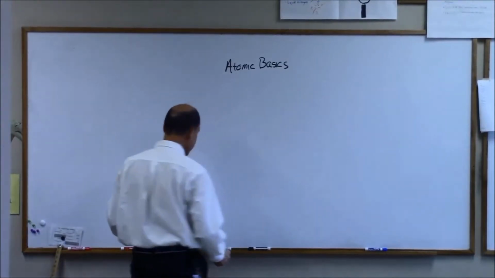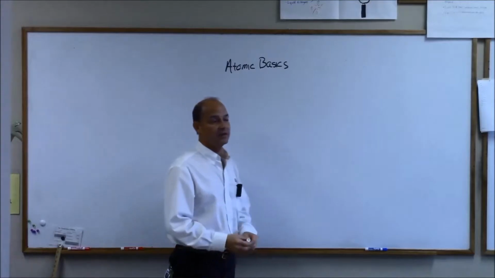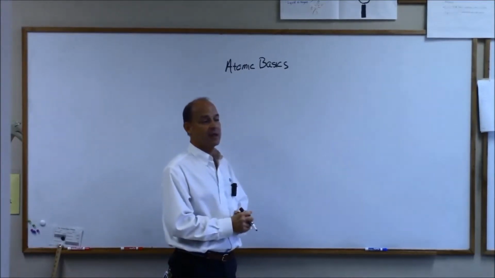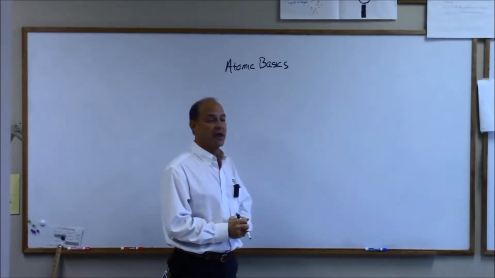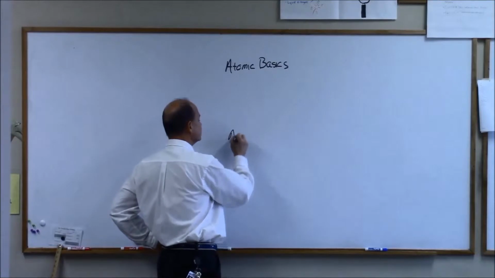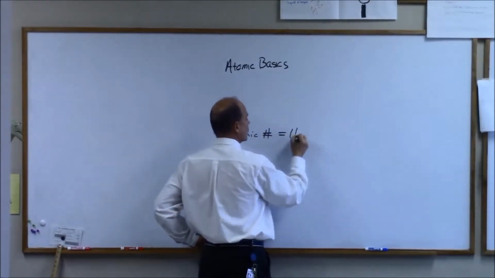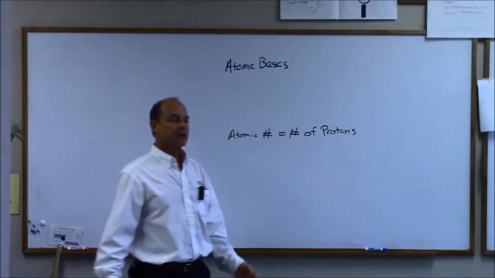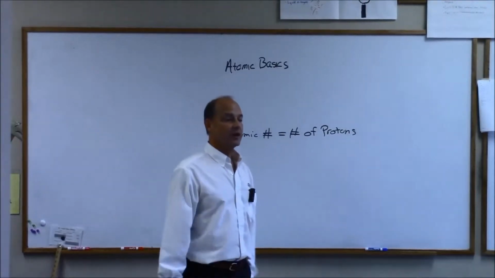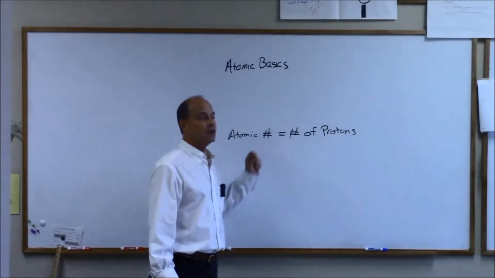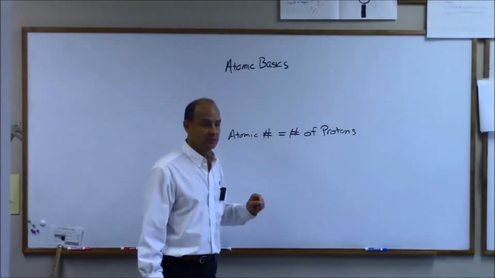So first of all, I want to start off with our basic relationships, how we figure out how many particles are in a particular atom. Now remember that the atomic number equals the number of protons. It's the number of protons that determines what element it is.